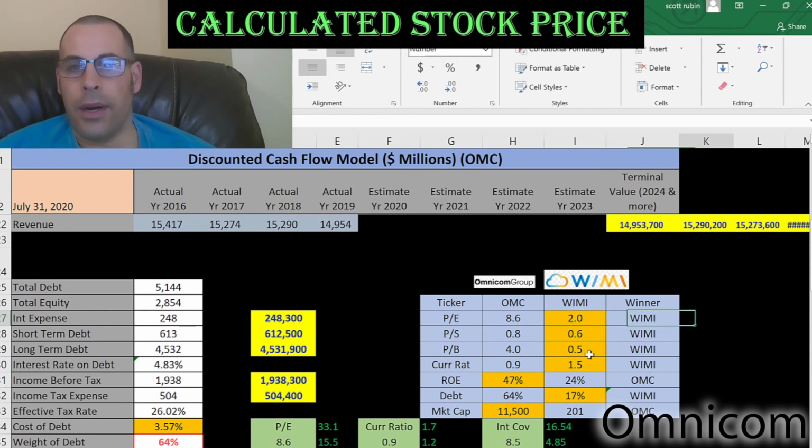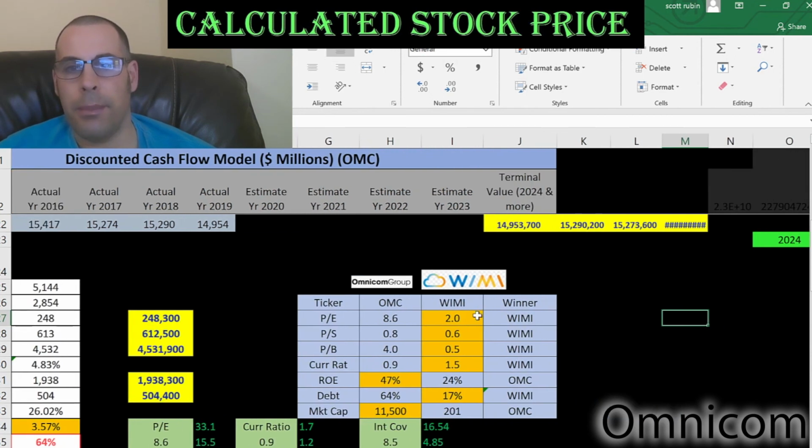And a good way to look at ratios is to compare them to similar companies. I've done videos on WIMI, and this is Omnicom. And if the number's in orange, that means they're winning in that category. So WIMI has a better price to earnings, price to sales, price to book, and current ratio. Although Omnicom is much better in ROE, WIMI is lower in debt, and Omnicom is much bigger of a company than WIMI.